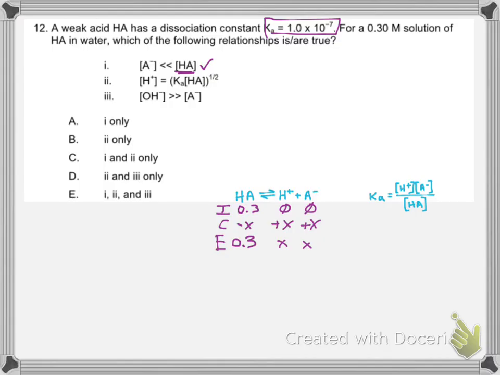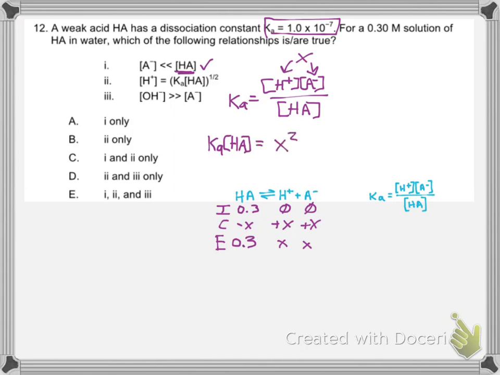The second statement says H plus is equal to Ka times the HA concentration, all to the 1/2. So taking the square root. Well, mathematically, that is how we go about finding the H plus concentration. So Ka is equal to H plus times A minus all over HA. And since these two things are equal, they're both x in this case, we can multiply the HA through. It's equal to x squared. And then if we want to solve for x, we would take the square root of both sides. So, considering that x is equal to the H plus concentration, this statement here is indeed true.